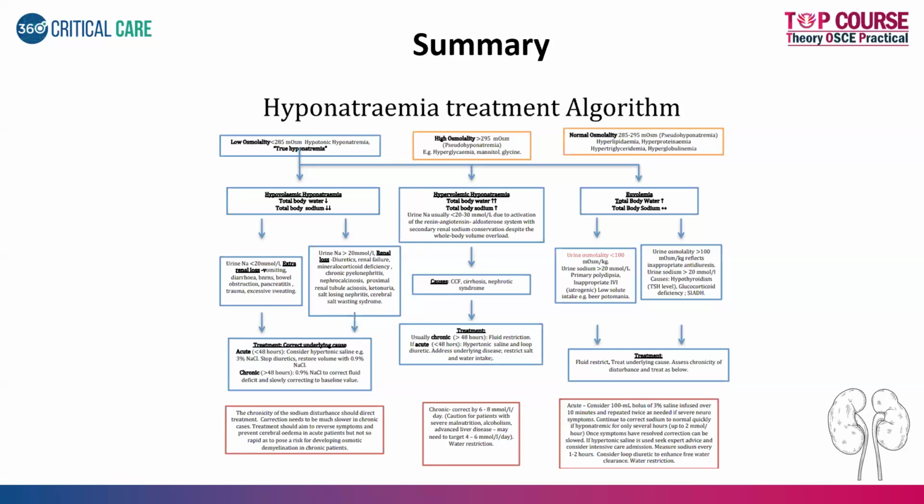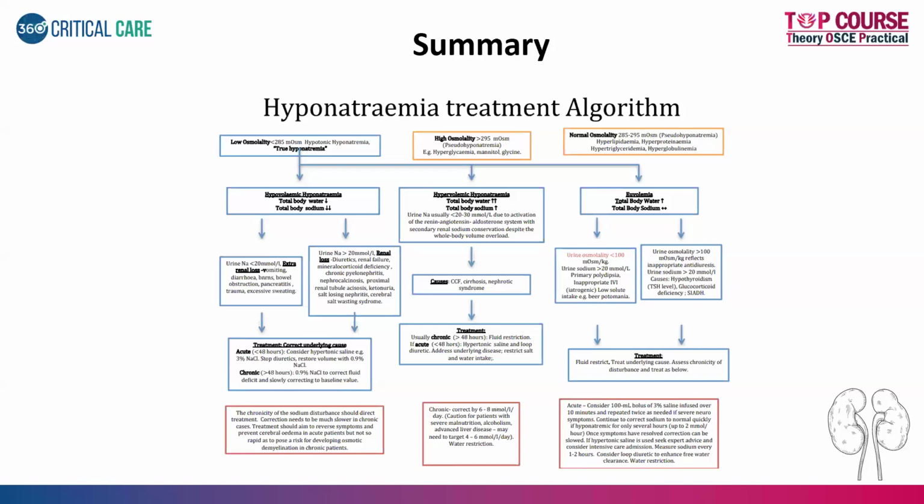euvolemia, hypovolemia, or hypervolemia. Hypervolemia is usually associated with congestive cardiac failure, cirrhosis, or nephrotic syndrome. If this is the condition, the urinary sodium will help you understand it better. If the urinary sodium is less than 10, it is probably one of these causes. But if you have a hypervolemic patient with urinary sodium more than 20, look at the creatinine value. Probably this patient can have an acute kidney injury or a chronic kidney disease.